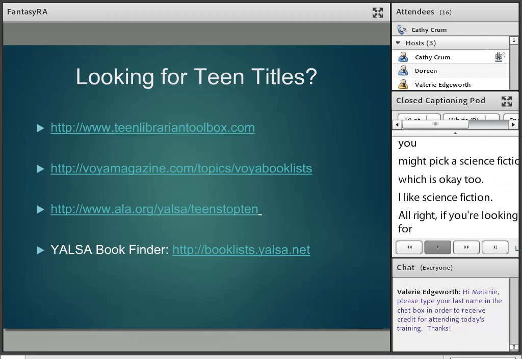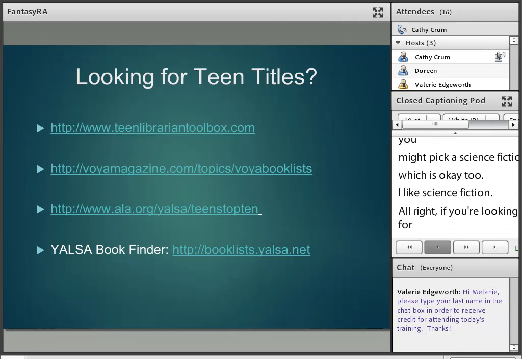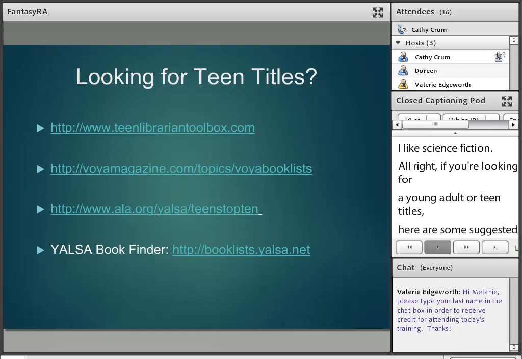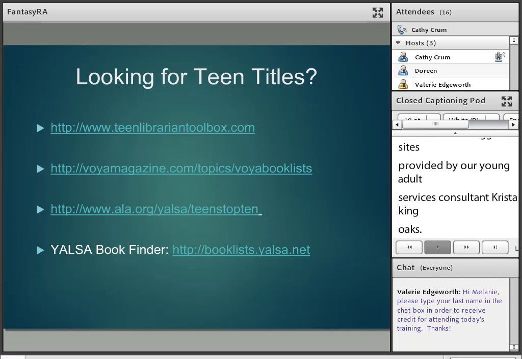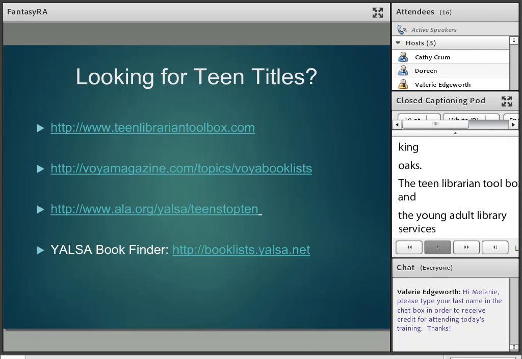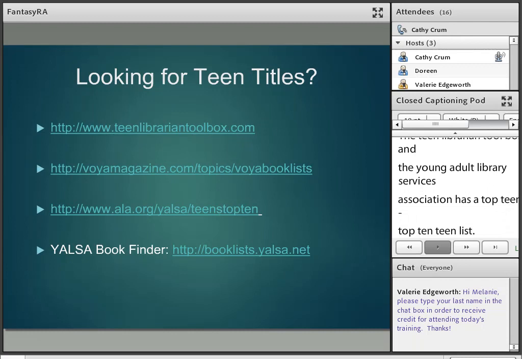For fantasy, you have the World Fantasy Award, the Mythopoeic Awards, and the British Fantasy Awards. The Hugo and the Nebula Awards are for both science fiction and fantasy, so you just have to be careful when you're finding those titles. You might pick a science fiction, which is okay too. I like science fiction.